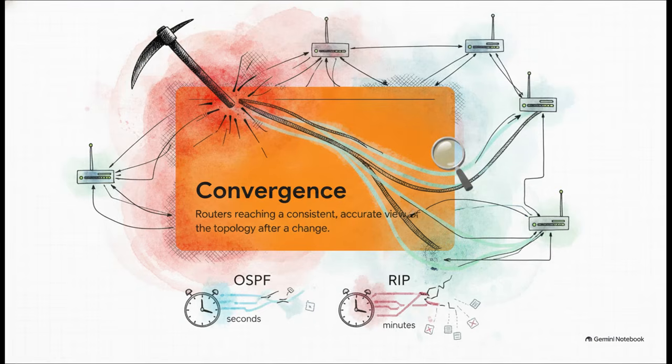Next is convergence. Simply put, this is how your routers get on the same page after something changes, like if a fiber line gets sliced by a backhoe. It's literally how fast your network heals itself. And convergence time varies wildly depending on your protocol. Modern ones like OSPF take just seconds, while older ones like RIP, as we just talked about, can take minutes. Packets get dropped during convergence, so speed here is absolutely critical.